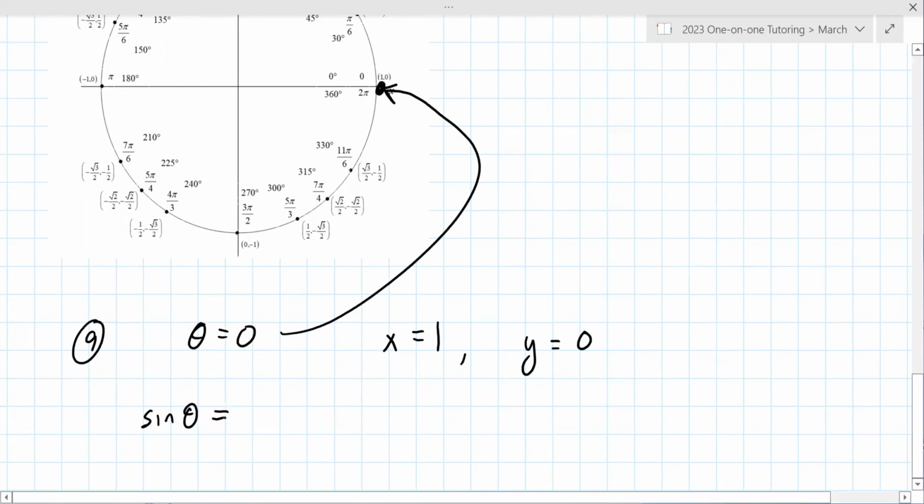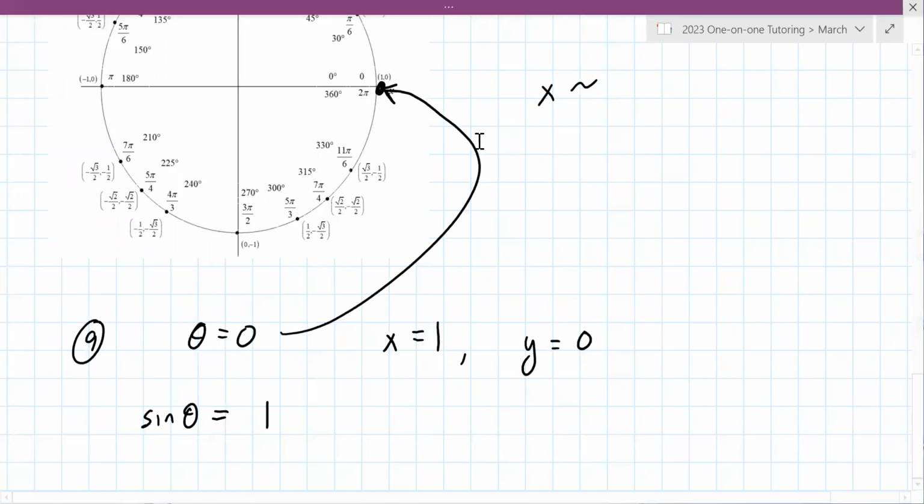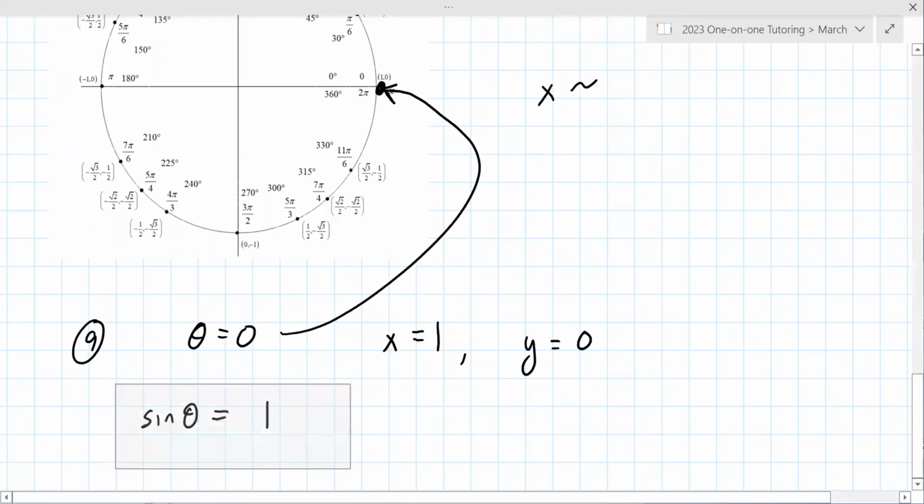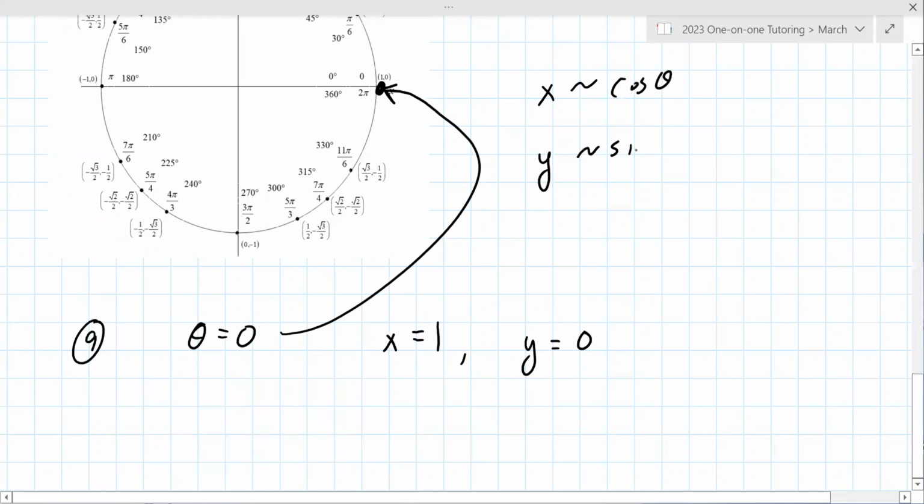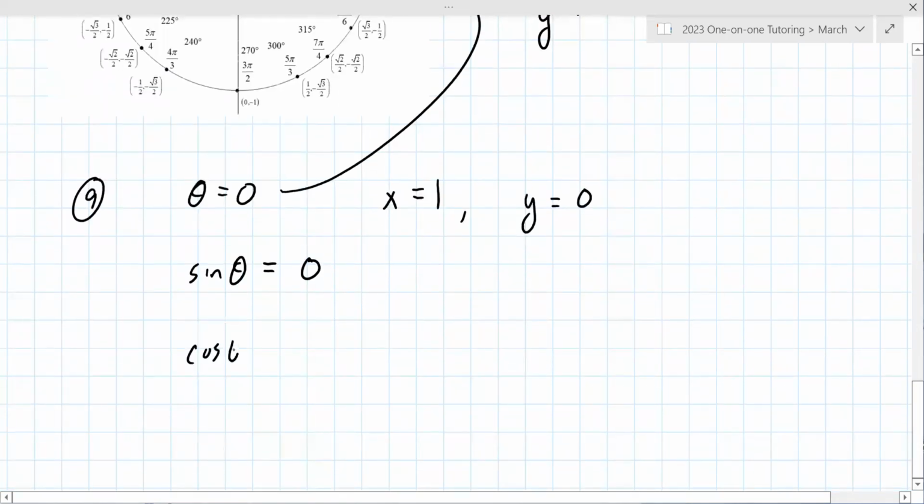Okay, so the sine of theta is the x value. In fact, your unit circle should say that x, I'm sorry, this is wrong. I apologize. X is the cosine value, y is the sine value. And it should say that somewhere on your unit circle. So the sine of theta is the y value, which is 0. Cosine of theta is 1.